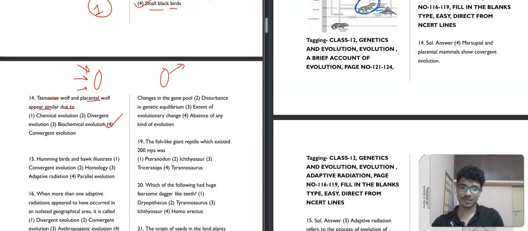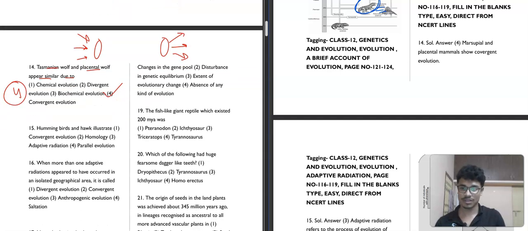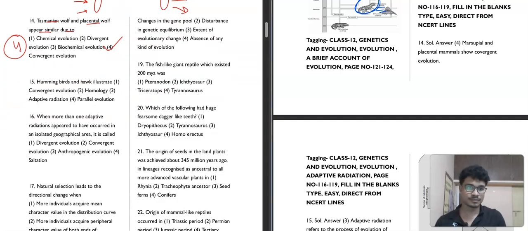Divergent evolution is something like this. I hope you understand. In short, we will discuss it later also. If any kind of these questions come, what is convergent evolution and what is divergent evolution. So the fourth option will be our correct answer for this question.